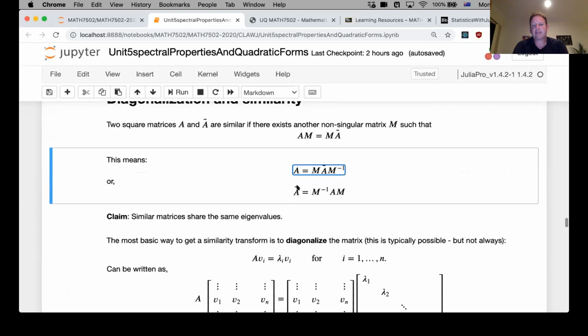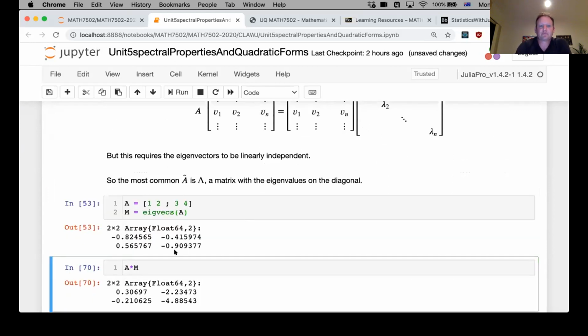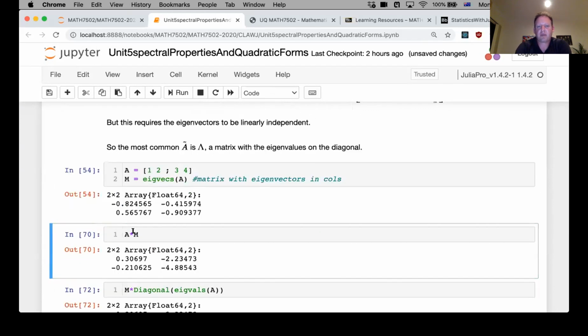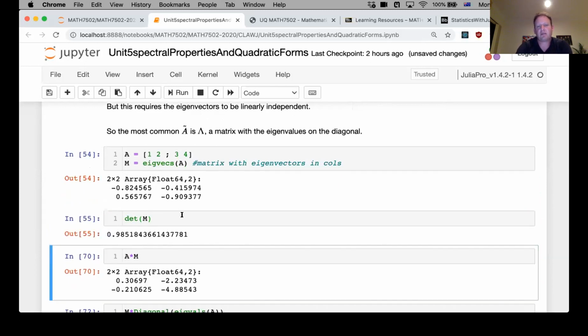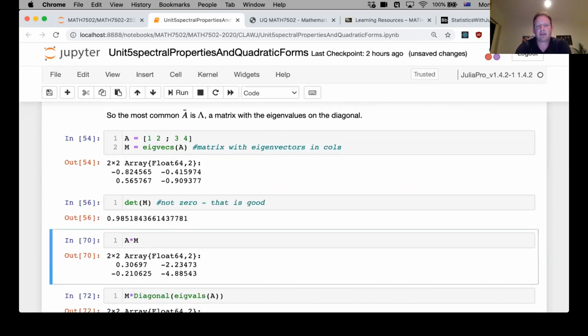All right, so the plan is now to do A equals M times lambda times M inverse. So let's look at it. We've got a matrix A, and M is now the matrix with eigenvectors in columns. Is the det M not zero? Thank God, good, not zero. Or alternatively, the rank of M is of course 2.